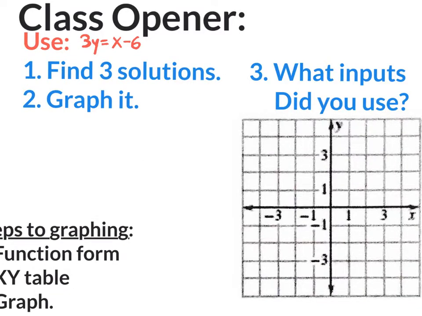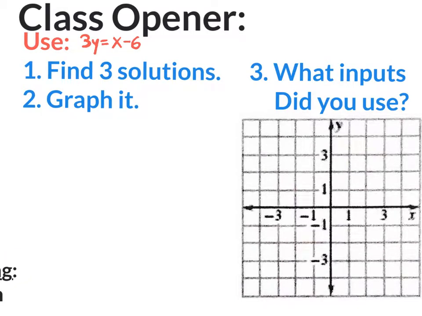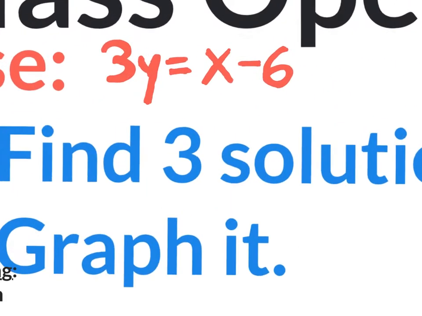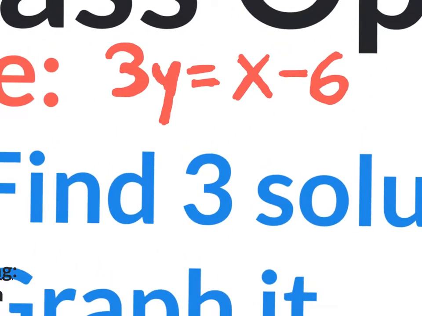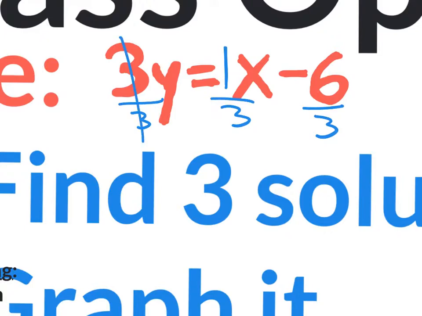Anyhow, right here they ask us to find three solutions. We might as well practice getting it in function form. As you can see right here, it says 3y equals x minus 6. If I wanted to get it in function form, what would I have to do? Divide by 3. Divide everything by 3. Let me ask you this also. What value's in front of x? 1. So there's an invisible 1 right there in front of x. So when you divide by 3, now you're going to have it in function form.